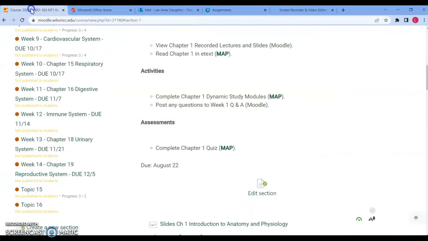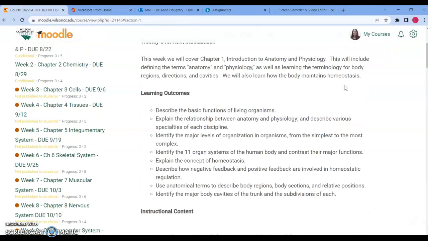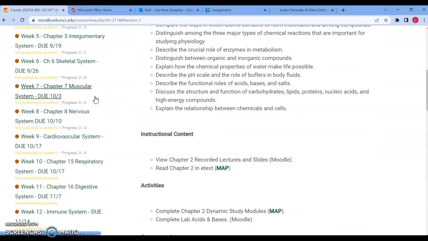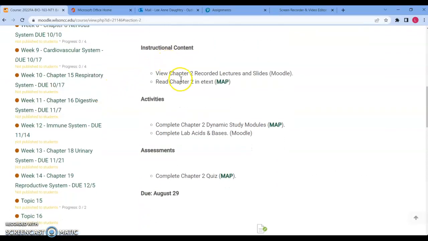So going back to our Moodle page, let's go to week 2. Week 2, we're covering the chemistry. Instructional content is to read your Chapter 2 in your e-text. Here's your link to Mastering A&P. And then also to view the Chapter 2 recorded lectures and slides. While you're viewing the recorded lectures, I highly recommend that you take notes. Then your activities are the Chapter 2 dynamic study modules and your acid and base lab.